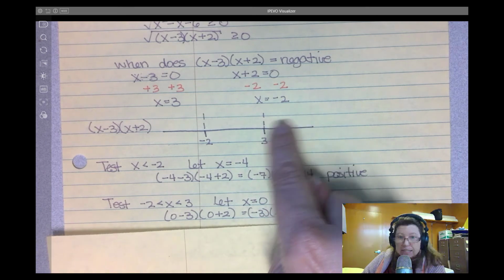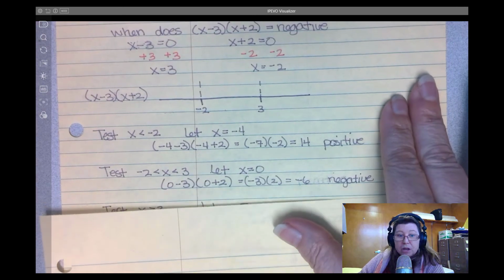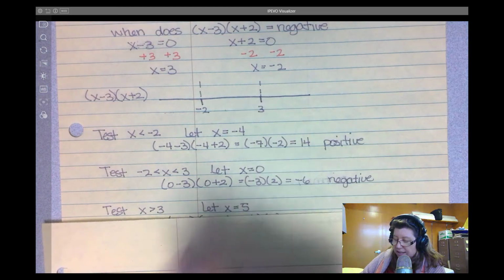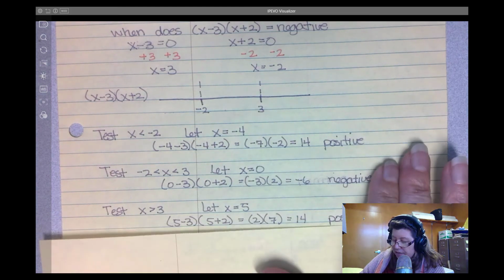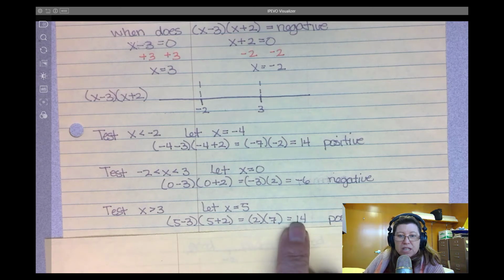Lastly, I need to test something on the right side of 3. So I'm going to test 5. Of course, that's on the right side of 3. Plugging in a 5 everywhere, I get 5 minus 3 times 5 plus 2. 5 minus 3 is 2. 5 plus 2 is 7. And 2 times 7 is 14. More importantly, it's positive. I don't care that it's 14. I care that it's positive.